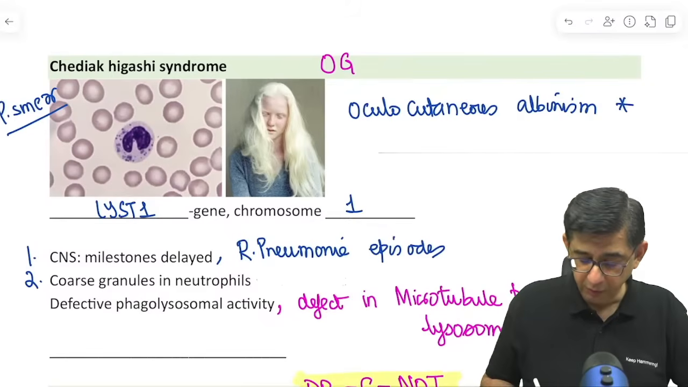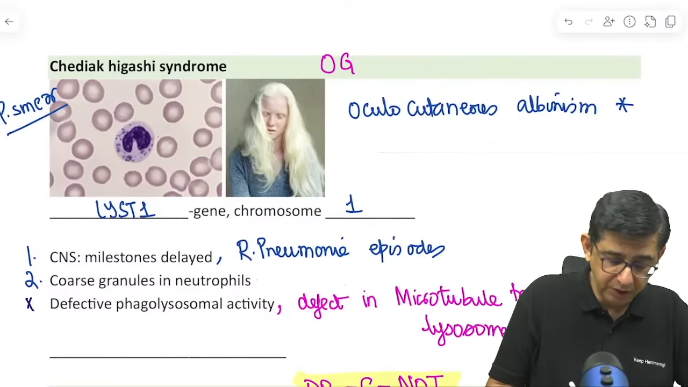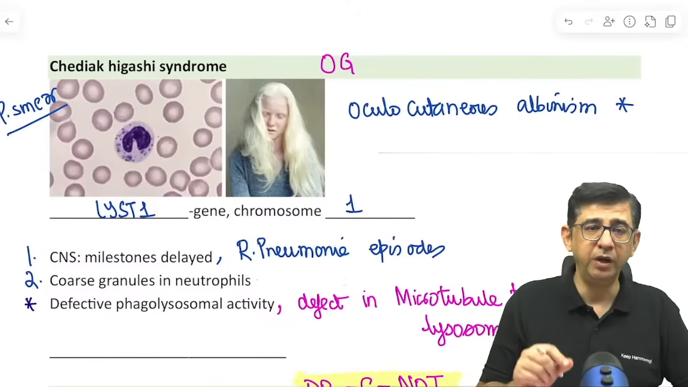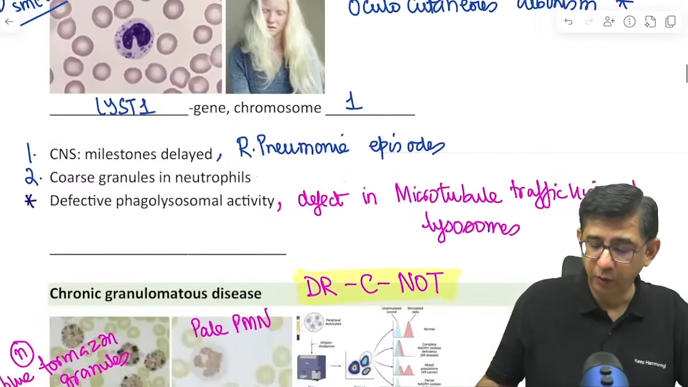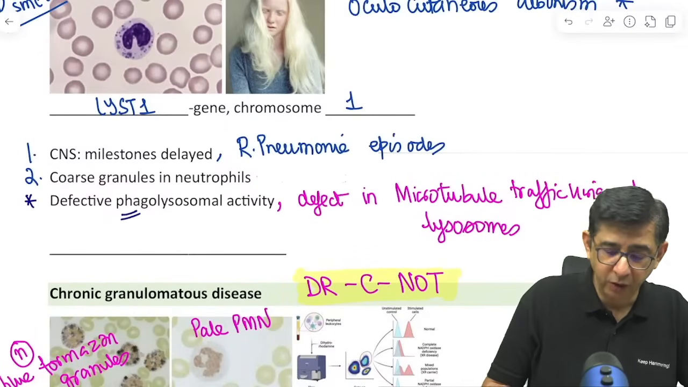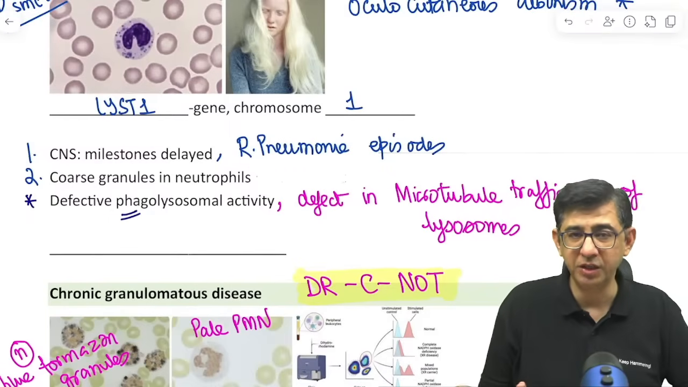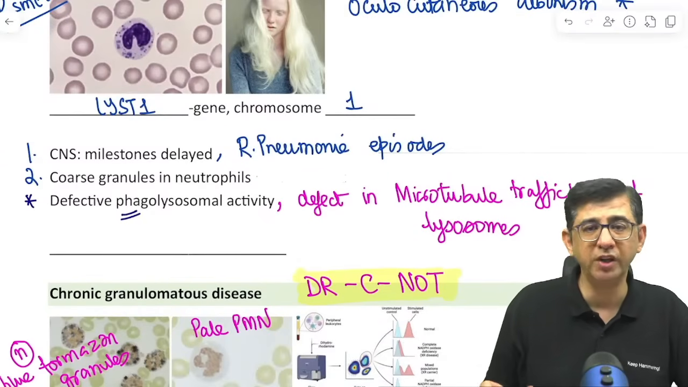This third statement will not be given. This is what they expect out of you. The expectation of the examiner is: what happens in Chediak-Higashi syndrome? The answer would be defective phagolysosomal activity due to defect in microtubule trafficking of lysosomes. You have to remember the entire statement. It is that it ate the bacteria, but after eating, it does not know how to digest it. So defect in microtubule trafficking of lysosomes, which are also called the suicide bags of the cell.